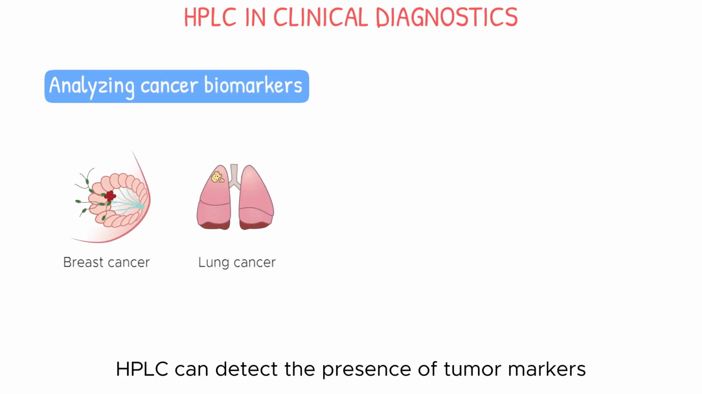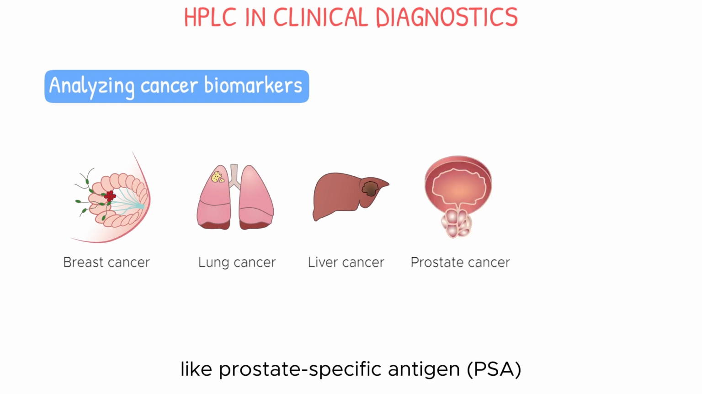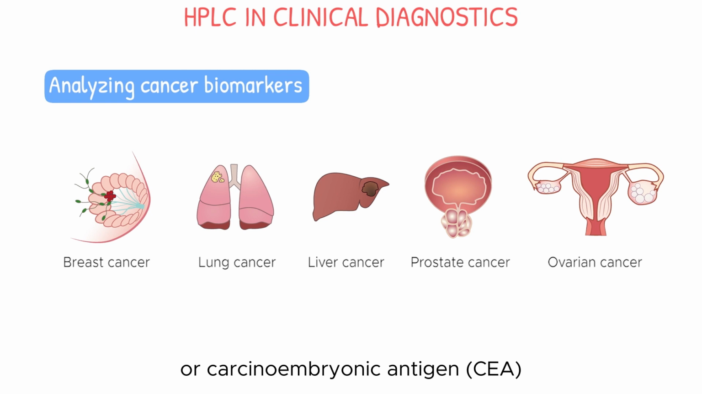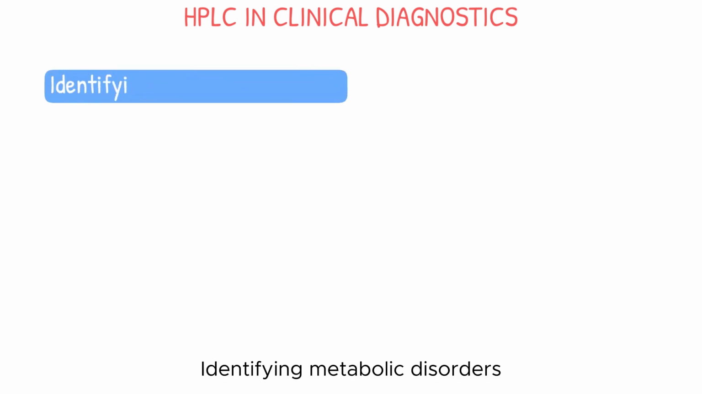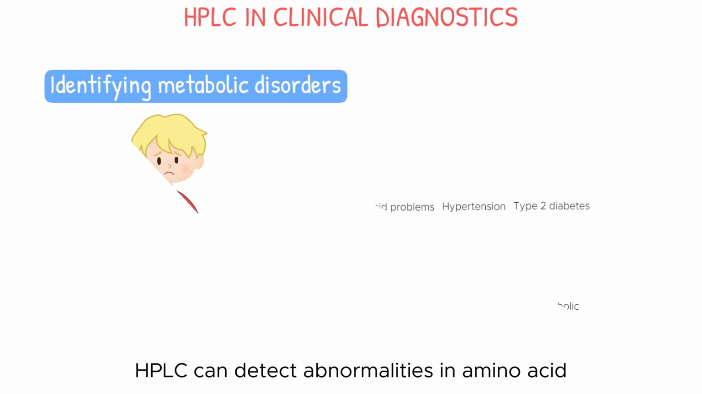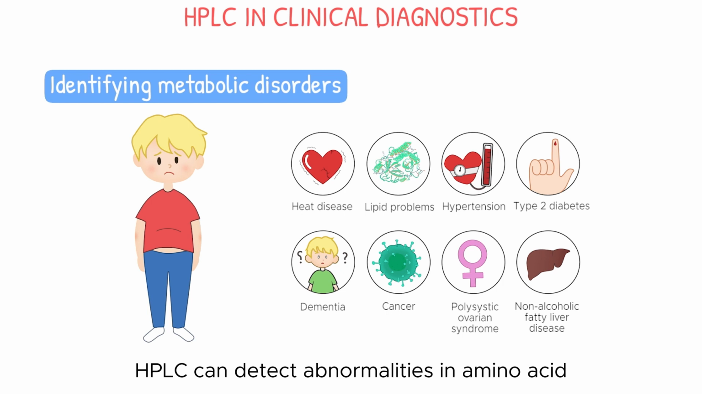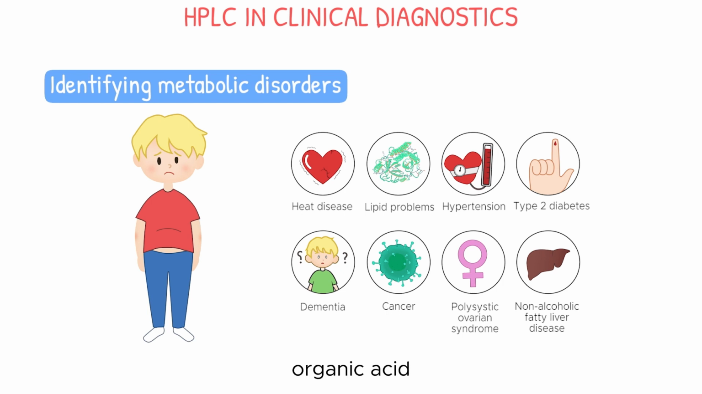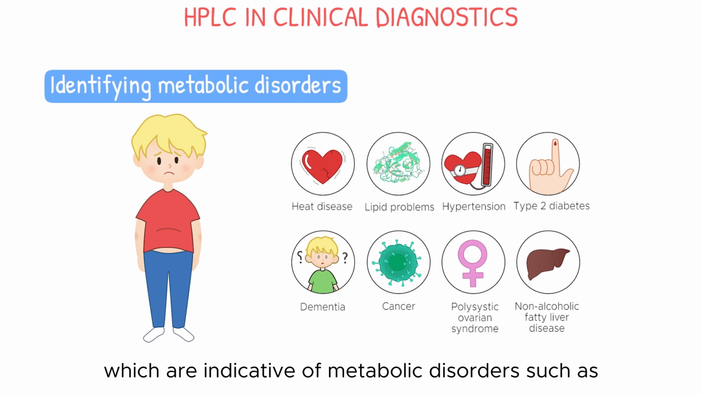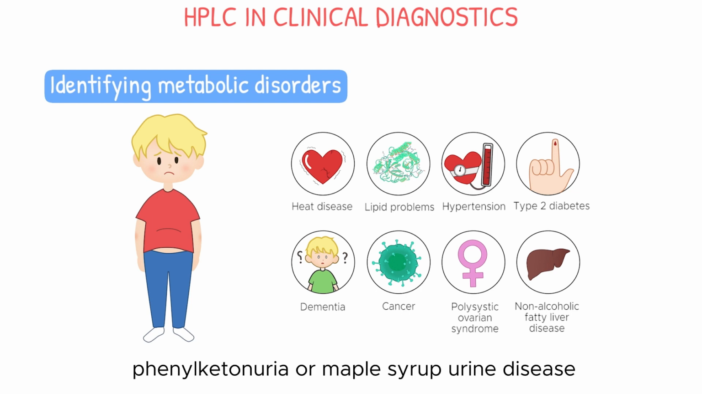Analyzing cancer biomarkers. HPLC can detect the presence of tumor markers like prostate-specific antigen, PSA, or carcinoembryonic antigen, CEA, which can indicate the presence of cancer or monitor its progression. Identifying metabolic disorders. HPLC can detect abnormalities in amino acid, organic acid, and fatty acid metabolism, which are indicative of metabolic disorders such as phenylketonuria or maple syrup urine disease.